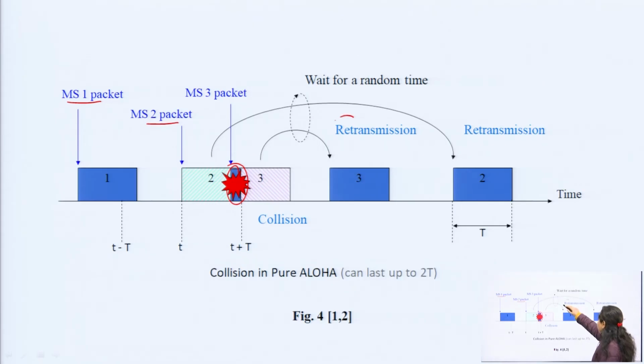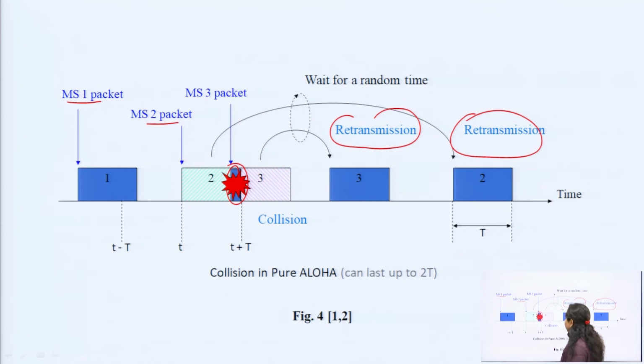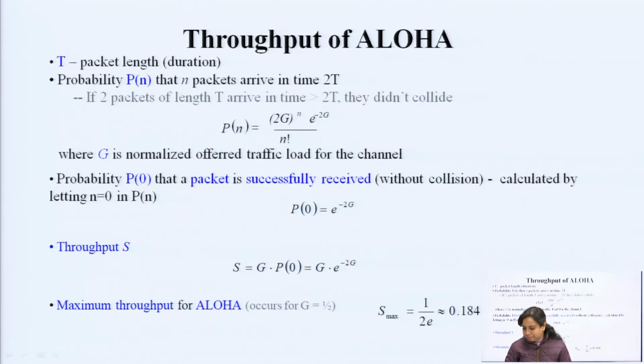So, retransmission will be there for packet third and packet second, because there will be loss of information or overlapping of the information.